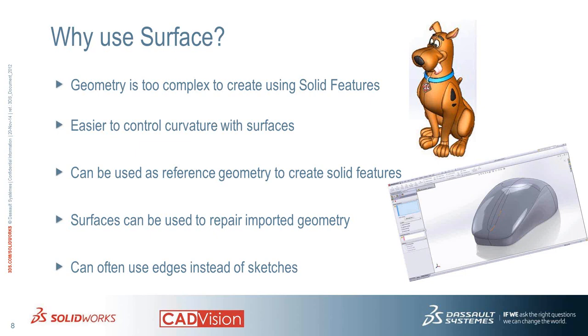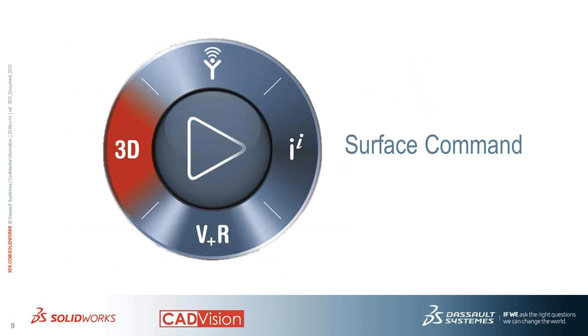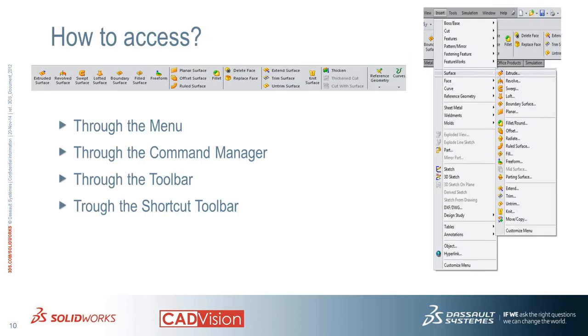So now we know why we want to use surface. Next is how do we create surface. Here there are a lot of what we call surface commands or surface features. First, where to find them? Very easy. There are 4 methods.